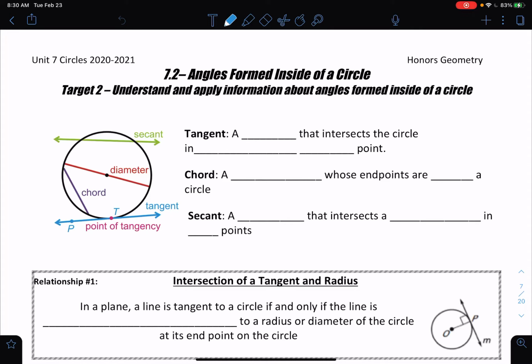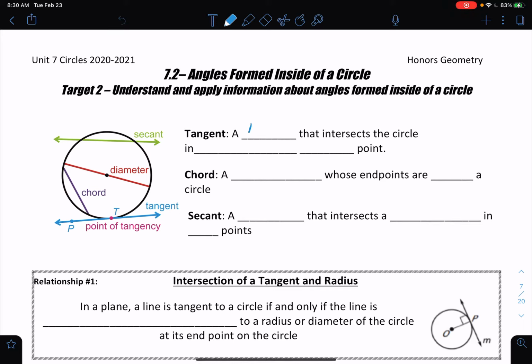In this video, we're going to start looking at relationships formed within a triangle. All right, we're going to look at a lot of angles today, but first we've got to introduce a couple new vocab words with types of lines or segments that we'll be dealing with. The first is called a tangent.